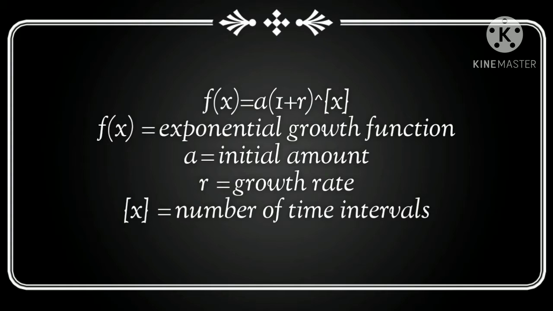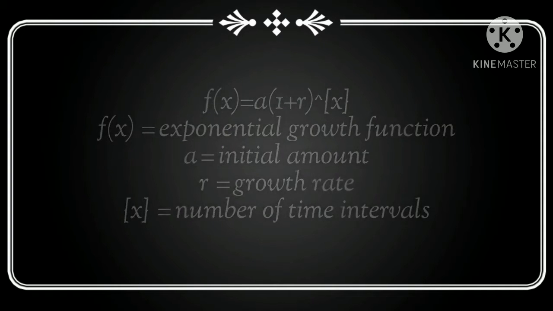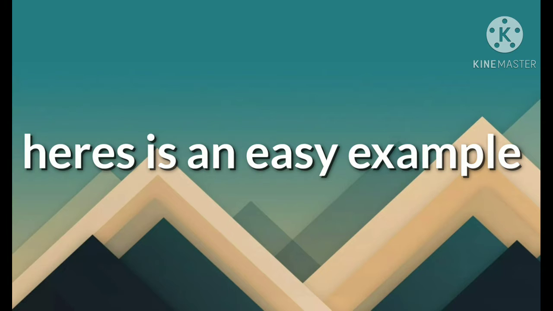f(x) is the exponential growth function, a is the initial amount, r is the growth rate, and x is the number of time intervals. You must memorize this formula very well. Here's an easy example to understand.